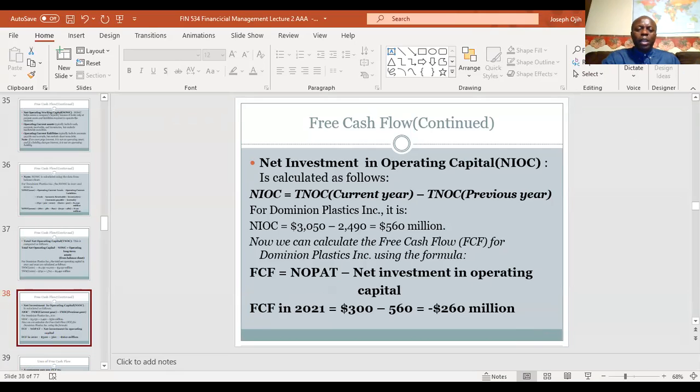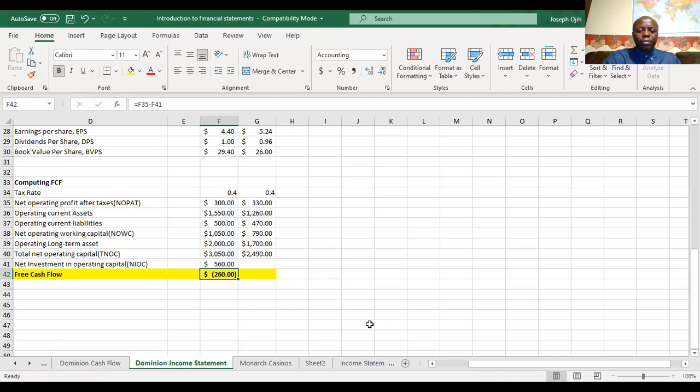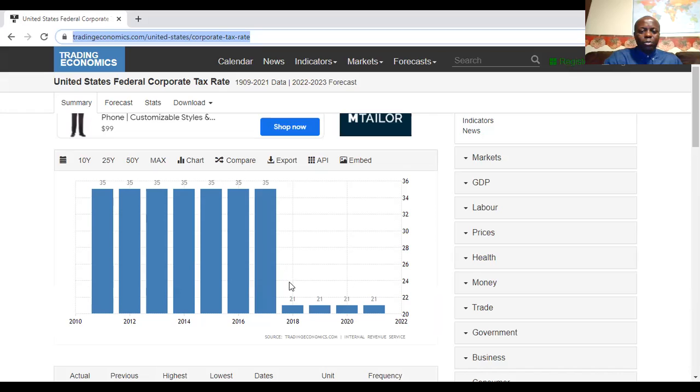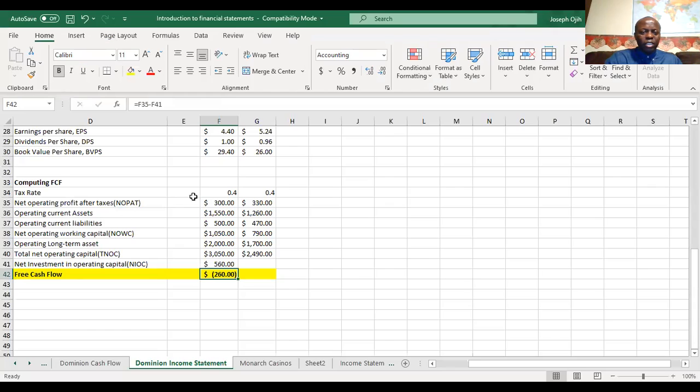Now, one thing I want to show you before we leave is this. Suppose the tax rate, like I explained a few minutes ago, when Trump came in, he brought the corporate tax rate down from 35% to 21%. So let's put the tax rate at 21% for this company and see the effect it will have on the free cash flow. For that, I'm going to take you to the chart and change this tax rate. Watch here. I'm changing it to 0.21.